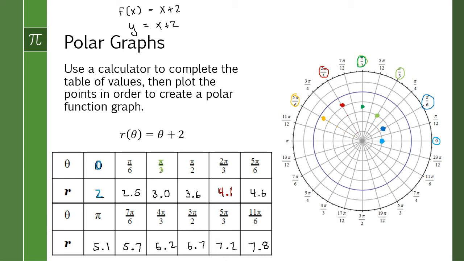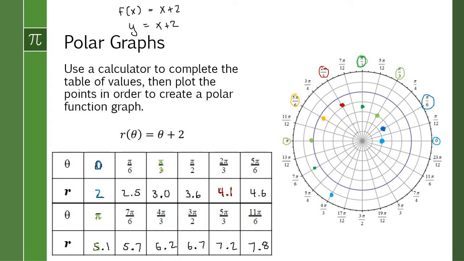We already did 5 pi over 6, so I'm jumping down here now to pi, and the radius is 5.1. So at an angle of pi, radius 1, 2, 3, 4, 5, and a 0.1. And then continuing on, I've got 7 pi over 6, radius 5.7, 4 pi over 3, radius 6.2.